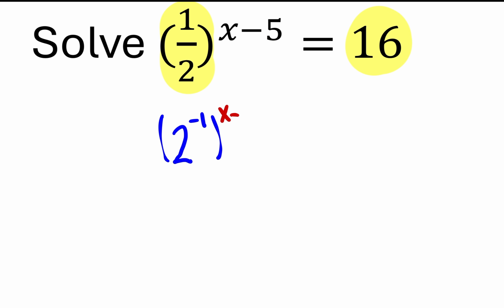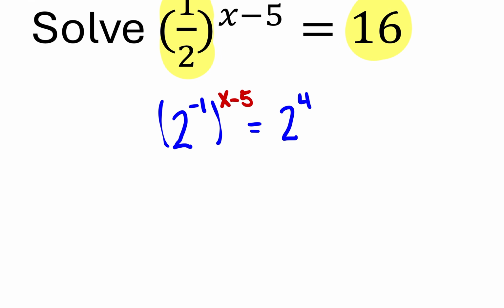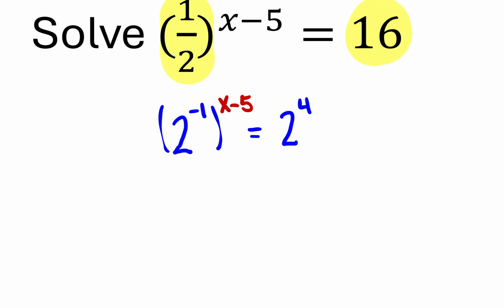So we write down x minus 5 is equal to 2 to the power of what? Well, what will give us 16? 2 to the power of 4, correct? Now, there's no outside exponent, so we leave this one alone. We then rewrite this, and it turns into what? 2 to the power of what? Negative 1 times x will give us negative 1x. Negative 1 times negative 5 will give us positive 5 is equal to 2 to the positive 4.